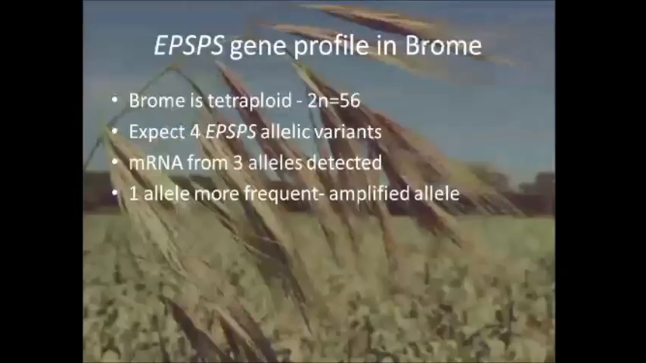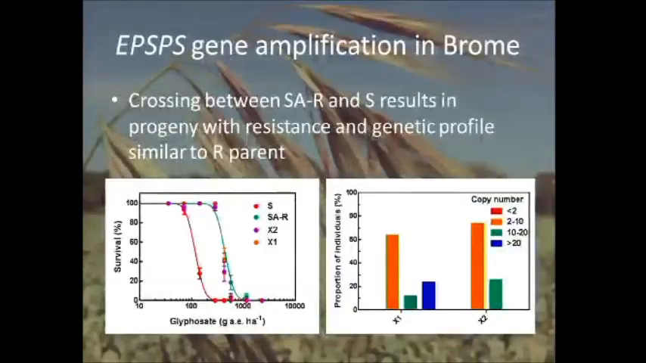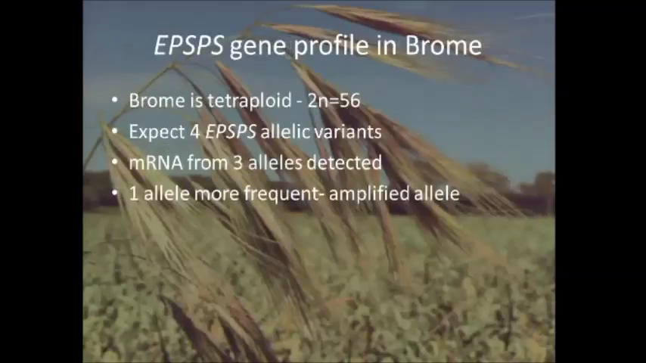Sorry, I should have also said that, going back to this slide, we also suspect that because the resistance profile and also the gene copy profile in the F2 progeny is very similar to the parents, this is because the EPSPS gene copies are not just located to 1 chromosome, that they might be spread all the way across the genome.